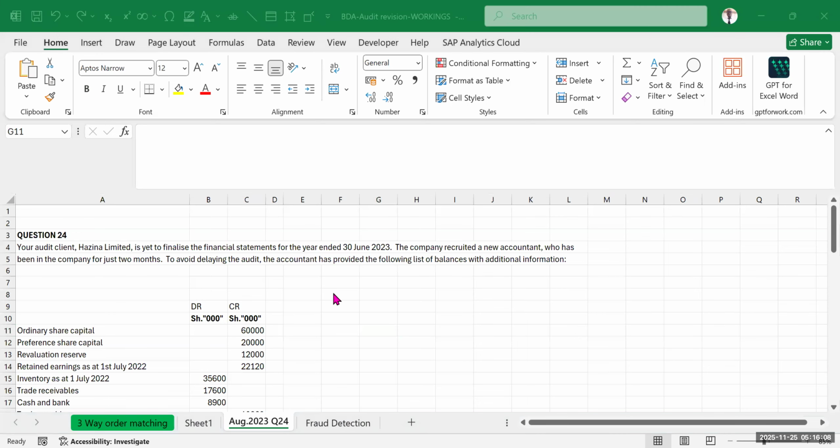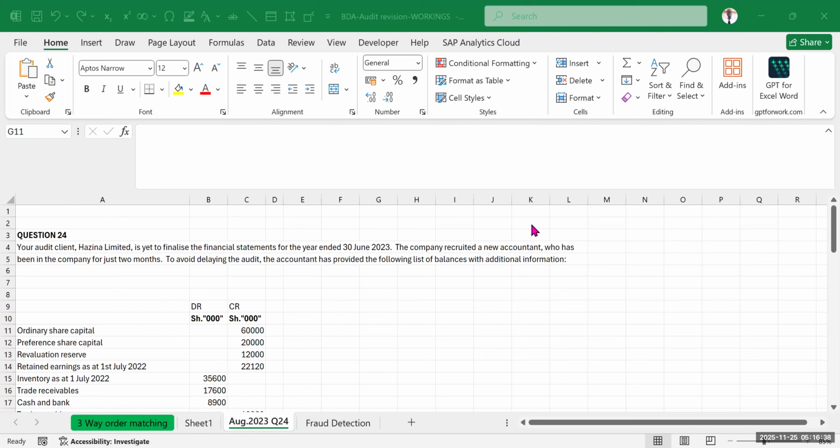Now, the company recruited a new accountant who has been in the company for just 2 months. To avoid delaying the audit, the accountant has provided the following list of balances with additional information. So we have the list of balances with additional information, which has been provided there.